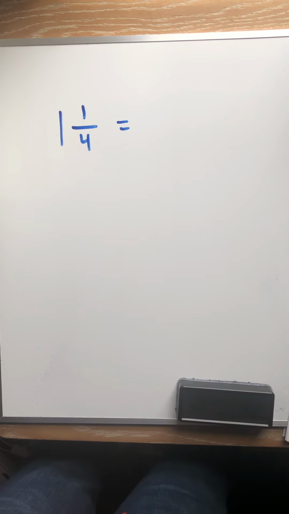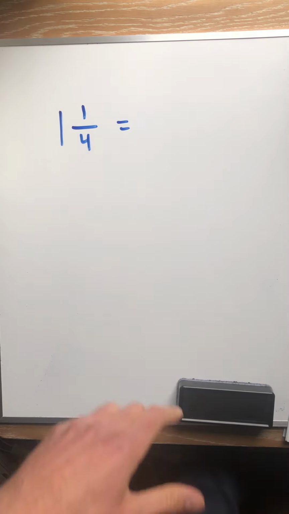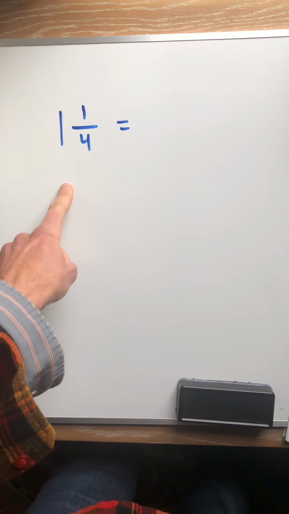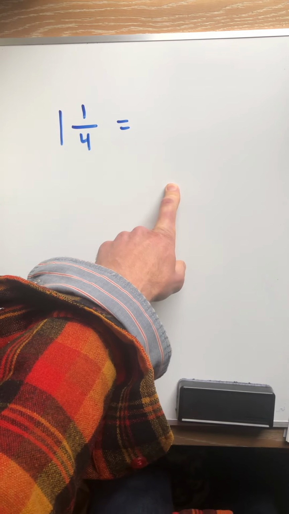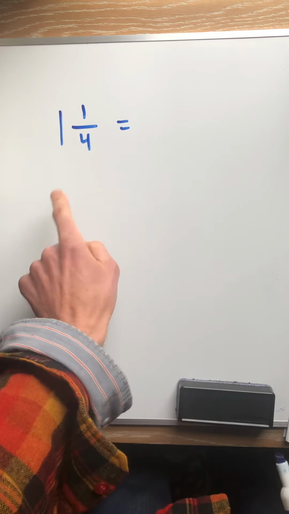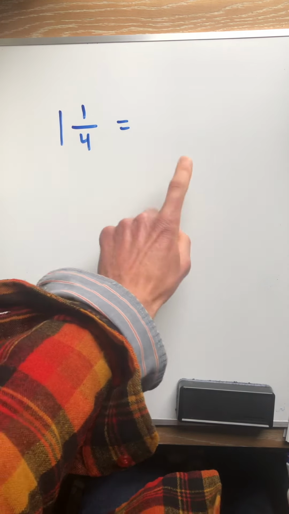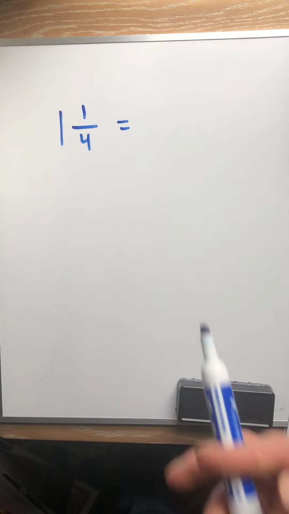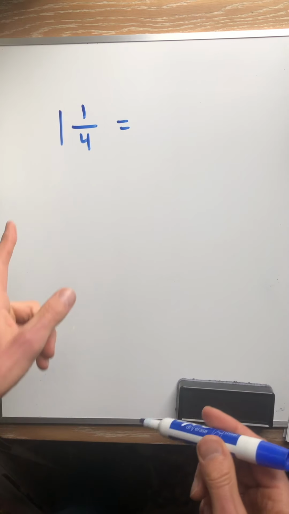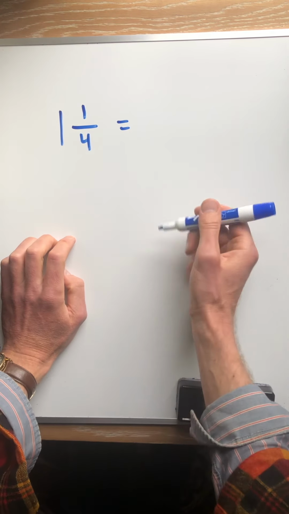Today we're doing just kind of the opposite of what we've been doing. We're going to start with a mixed number and turn it into an improper fraction. So we've been going the other way, but now we're going to see, can we take 1 1/4 and turn that into an improper fraction? And the answer is yes, we can. So let's think about how we do that.